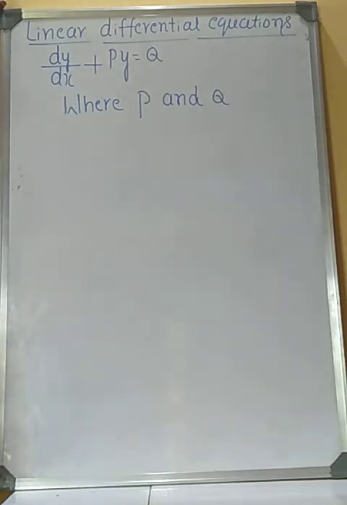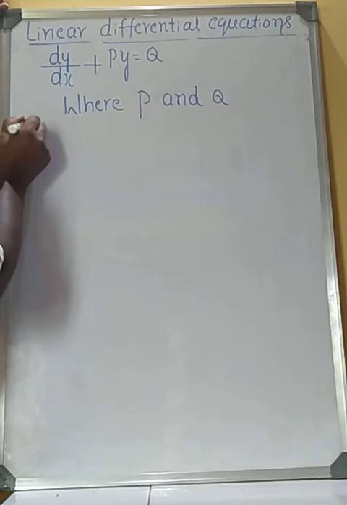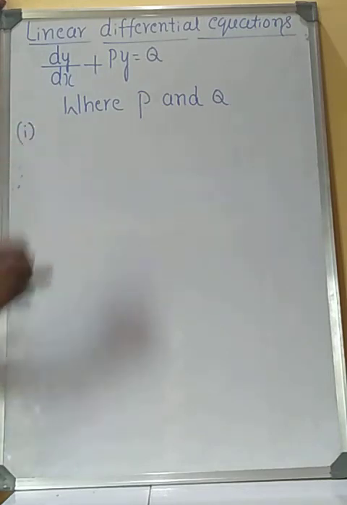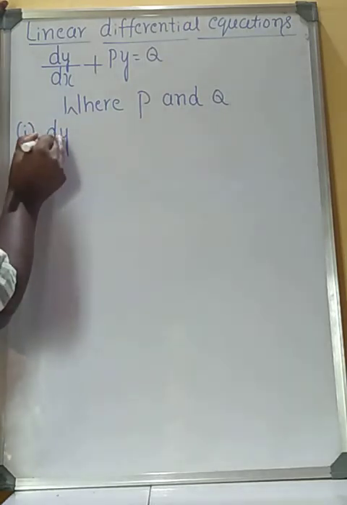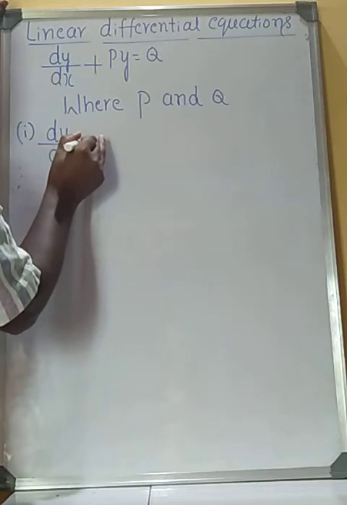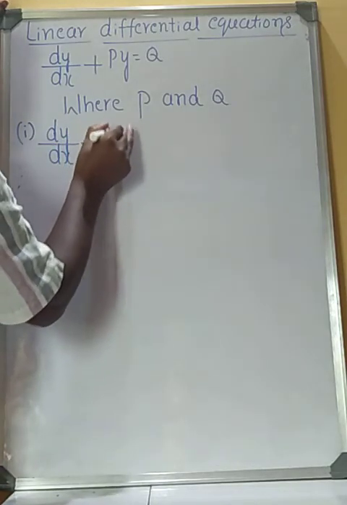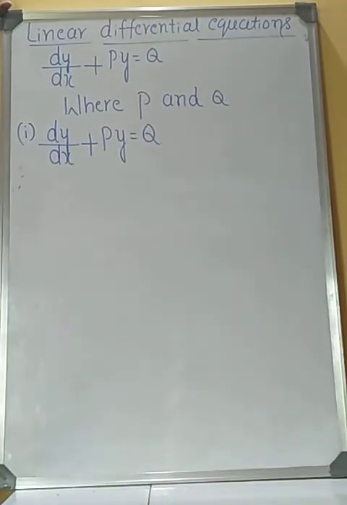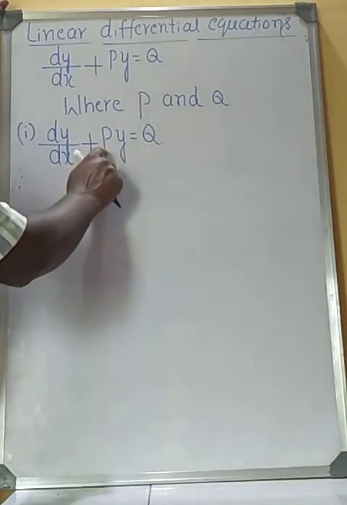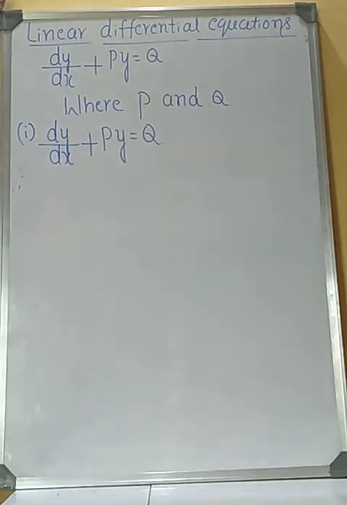What are the steps involved to solve the first order linear differential equation? What are the steps to be followed? Step 1: write the given differential equation in the form dy by dx plus py is equal to q, where p and q are constants or functions of x only.